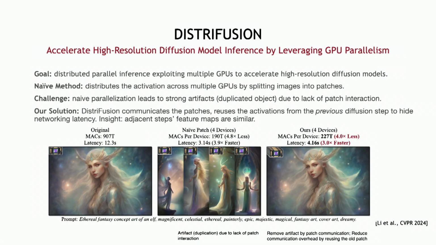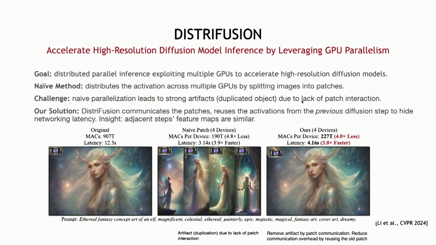So beyond this discriminative model, we also want to accelerate these generative models. For example, image generation and video generation, like the recent Sora, which is very hot. We need to accelerate such high-resolution diffusion model inference by leveraging GPU parallelism. Previously, we were dealing with just 1K or 720, those low resolutions, but dealing with high resolution is very crucial. We work on this distributed parallel inference. If you have 4 GPUs, can you become 4 times faster?